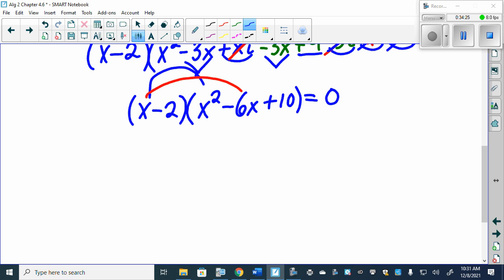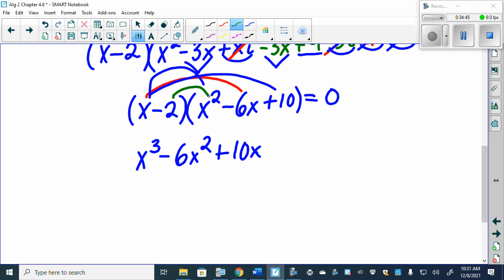So we'll distribute through x first. x times x squared is x cubed. x times negative 6x is negative 6x squared. And x times 10 is plus 10x. Okay? And now we're going to multiply through with the negative 2, yes? I'm going to show you this here because I haven't shown you guys this yet. But there's a different way that I write this out. That kind of helps me a little bit. Because negative 2 times x squared is what?